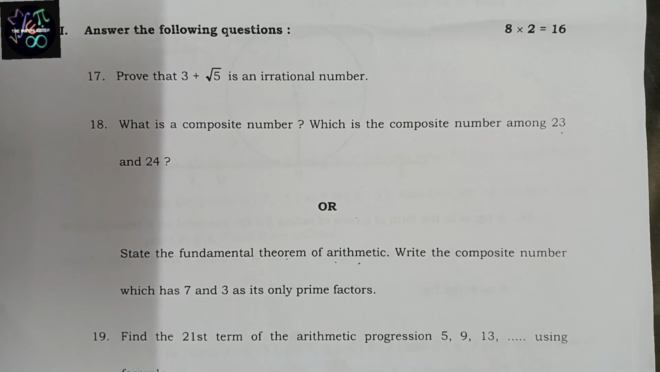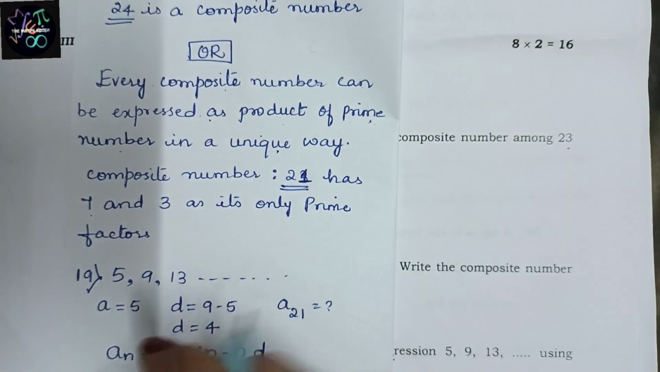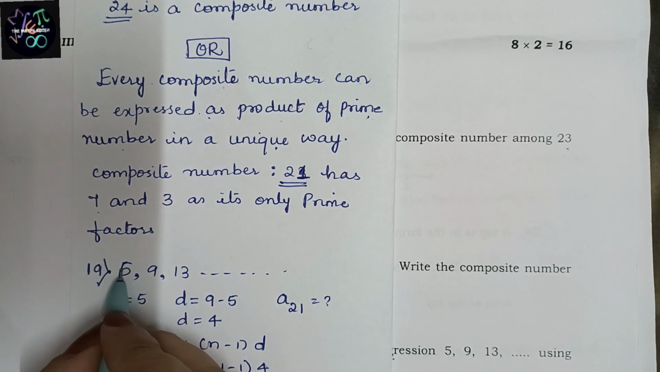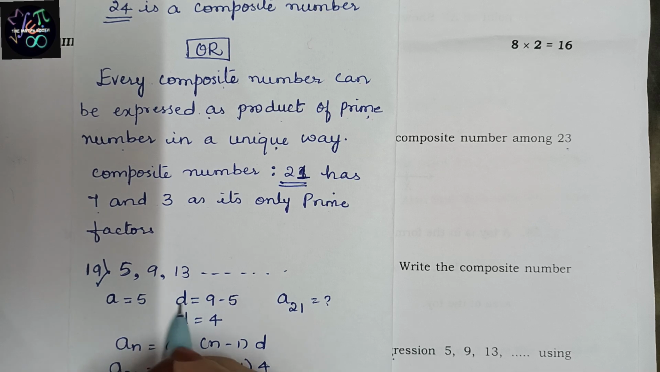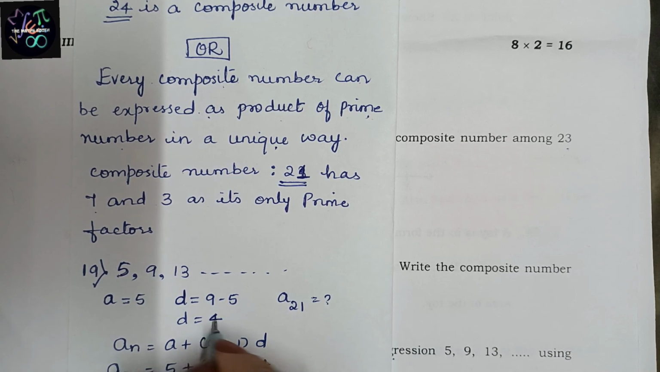Let us see the next question. Question number 19: find the 21st term of the AP 5, 9, 13 using the formula. Here I have a solution for this. 5, 9, 13. The first term is always A, so A is equal to 5. D is the second term minus the first term, 9 minus 5, that is 4.